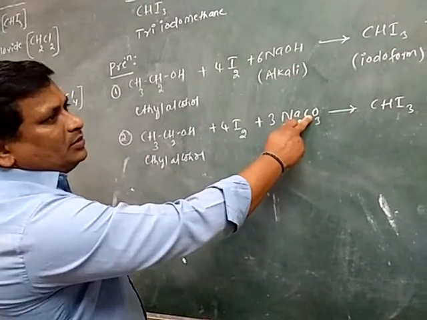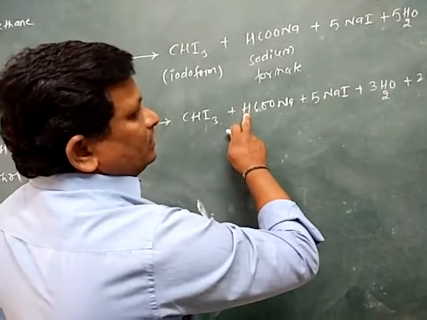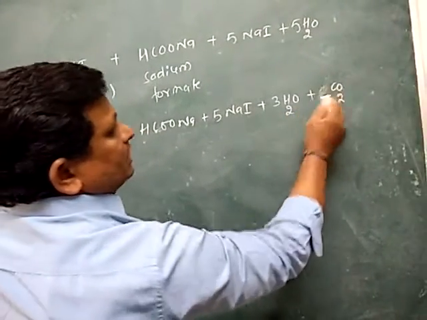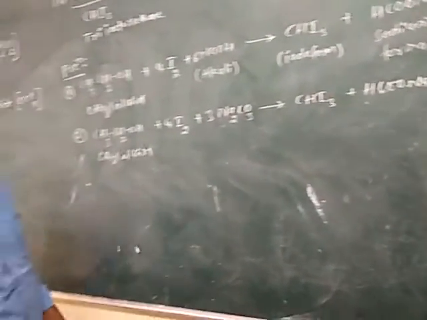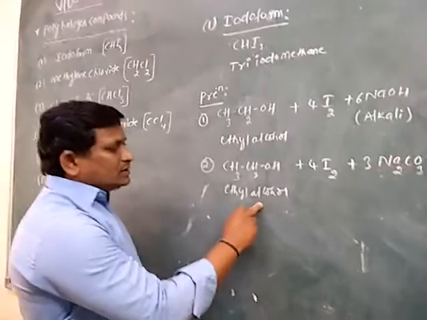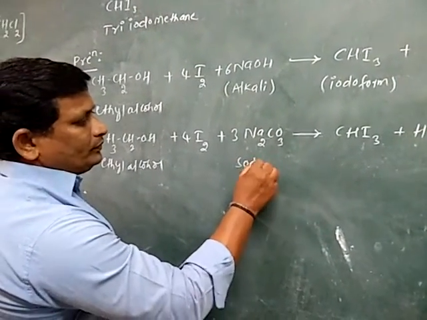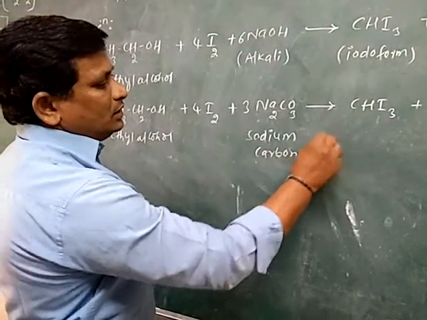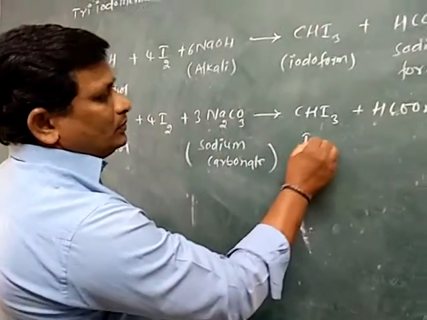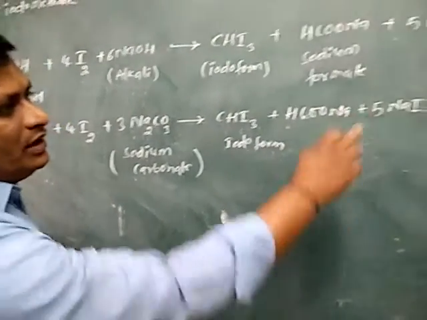The number of carbons is 5. So these are the preparation methods of iodoform. Ethyl alcohol treated with iodine in the presence of sodium carbonate gives iodoform, sodium formate, sodium iodide, water and carbon dioxide.